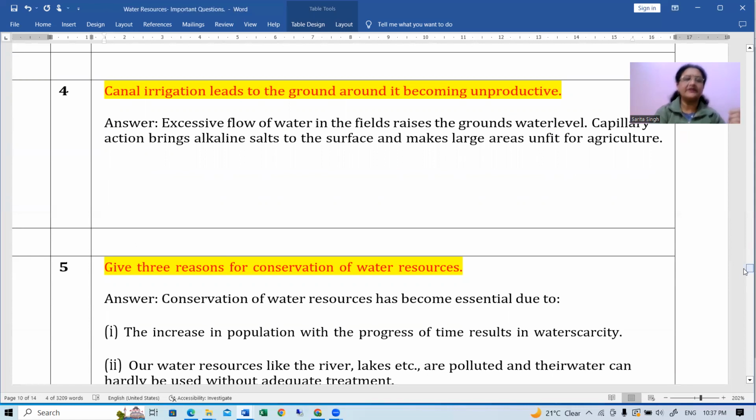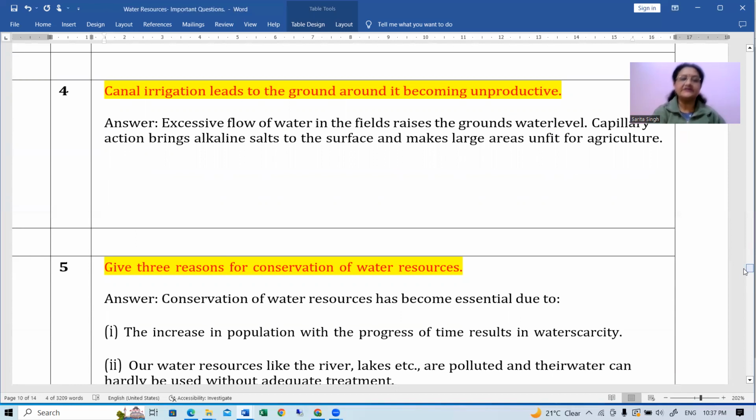Just now in the earlier part we discussed, excessive flow of water in the fields raises the ground's water level, and capillary action brings alkaline salts to the surface and makes large areas unfit for agriculture. Right? This is one big reason for a vast area developing into infertile land.